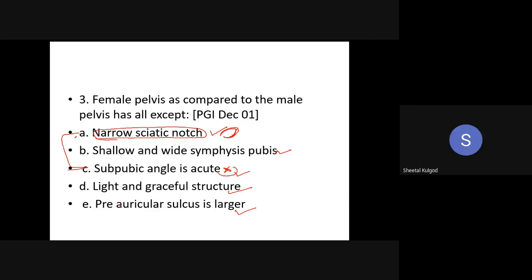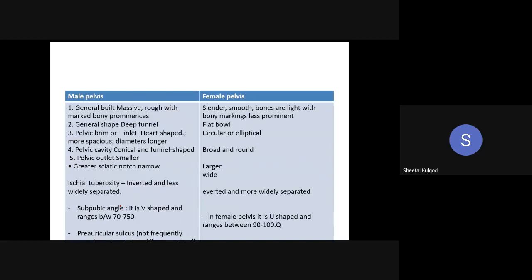I will just quickly go through the points between the male and the female pelvis here. The male pelvis is generally built massive. The general shape is deep funnel. Pelvic brim or inlet is heart shaped. It's more of the features of android pelvis. The pelvic cavity is conical, funnel shaped. Pelvic outlet is smaller, and the greater sciatic notch is narrow.